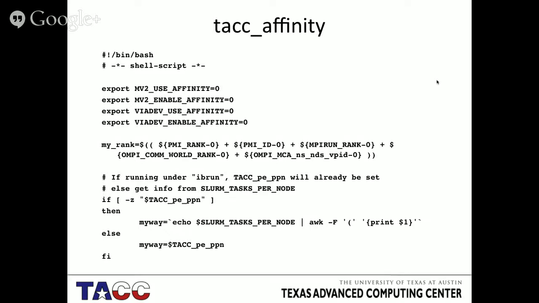What you can do is you can just type which TACC affinity, that will show you the full path. You can copy it to your account, and you can go over it and see what we actually do. The same with IB-run. If you want to know what IB-run does, you can just copy the script to your account and look at it. There's nothing secret there. There's nothing special. It's just a bunch of scripts.